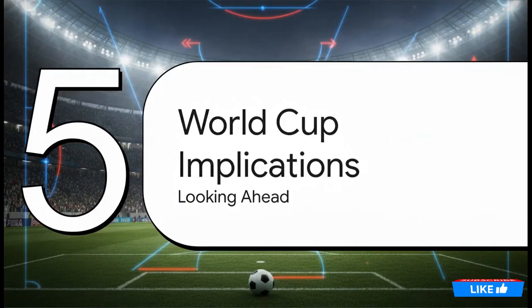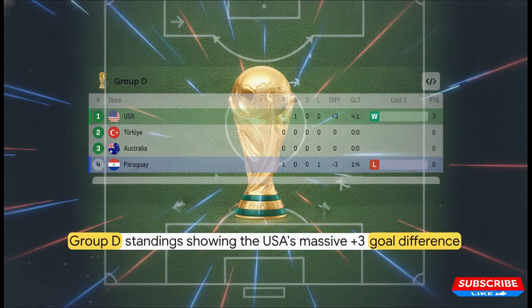Finally, let's wrap things up with Section 5, World Cup Group Implications, and looking ahead to what's next. The picture in Group D is looking incredibly rosy for the Americans right now. Sitting at the top of the group with a commanding +3 goal difference instantly puts the USA right in the driver's seat for knockout stage qualification. In these tournaments, goal difference is so often the primary tiebreaker, so padding those stats with a 4-1 win is basically worth its weight in gold.